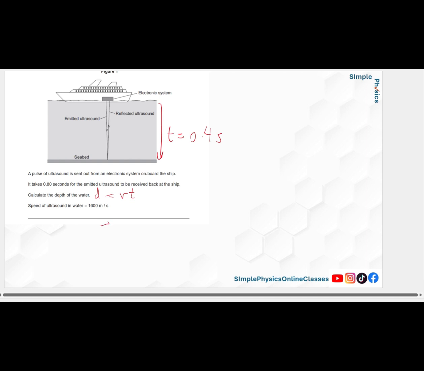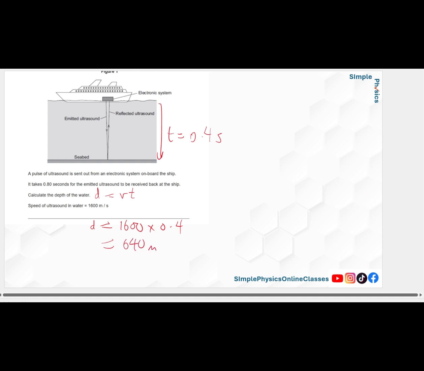So we just put it all in. So depth, distance is equal to 1600 times 0.4. So nice and easy. Now, if you forget to halve the time, just halve the distance afterwards. But there's got to be a halving, especially if it's an echo or a reflection. So just be mindful of that. If you forget it, obviously you're going to lose 1 mark somewhere.